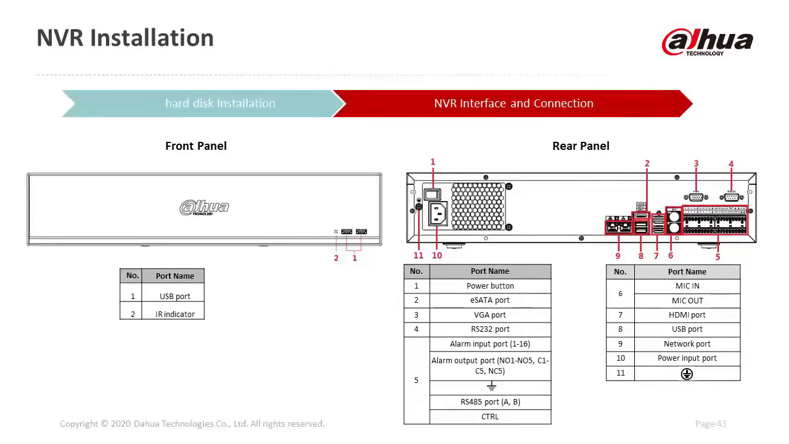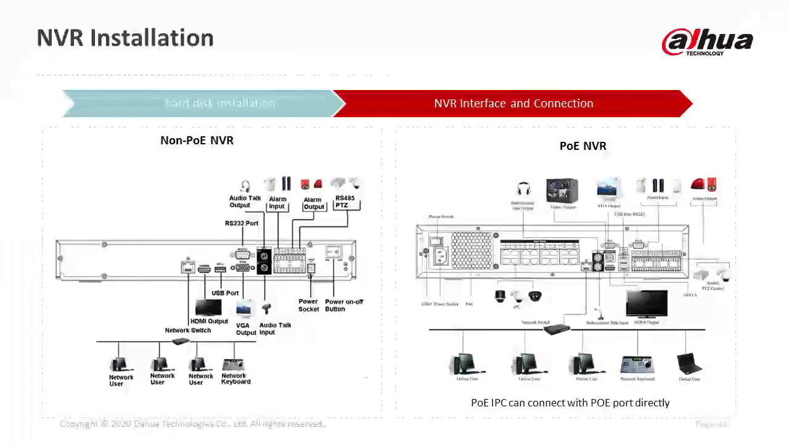The front panel and rear panel are shown as the figure. This is only for reference. Different models have different interfaces. Please refer to the user manual. These 2 figures show us the connection of different NVR models. The difference is that the PoE NVR has more Ethernet ports to supply power to IPCs. PoE IPC can connect with PoE ports directly without individual power supply.